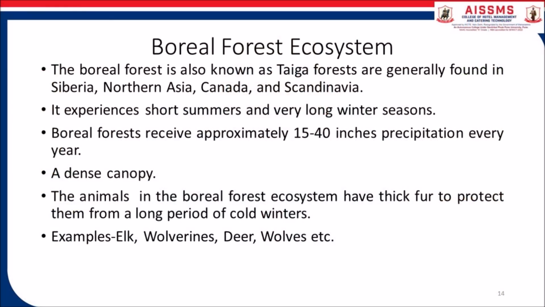The boreal forest ecosystem is also known as taiga forest and is generally found in Siberia, Northern Asia, Canada and Scandinavia. One of the main characteristics of the boreal forest is that it experiences short summer and very long winter seasons. Boreal forest receives approximately 15 to 40 inches precipitation every year. It has a very dense canopy that hardly allows the sun to reach the forest surface.